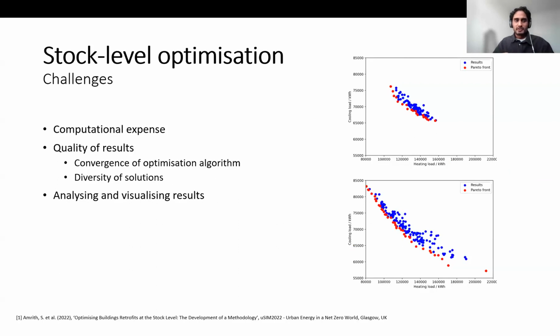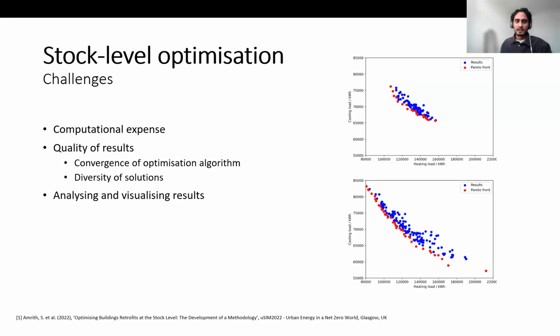There are still a number of challenges to address when doing stock level optimization. And one of the main ones is the computational expense, because stock level modeling is already quite a computationally heavy task, and applying optimization on this can be even more difficult because optimization requires you to run the model hundreds or thousands of times. So some form of model simplification and optimizing of the actual energy simulation itself can help massively with this.